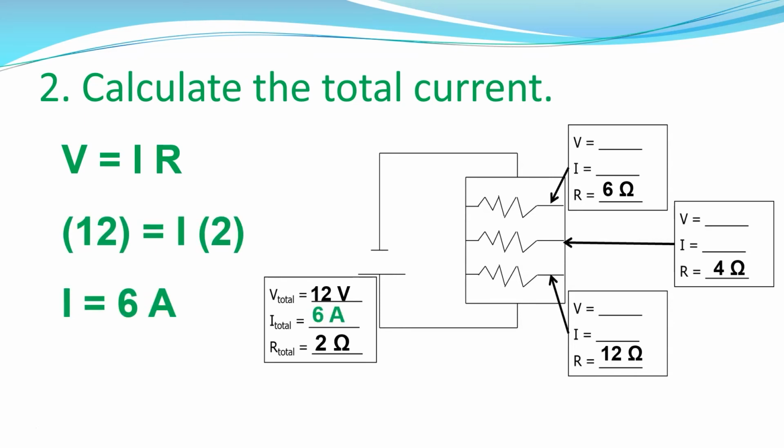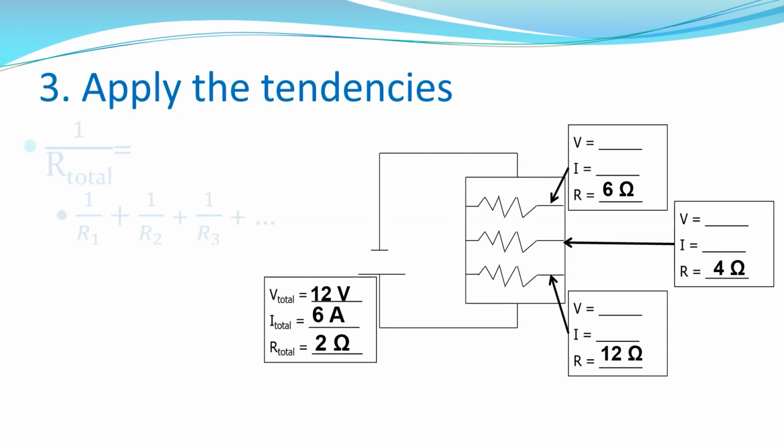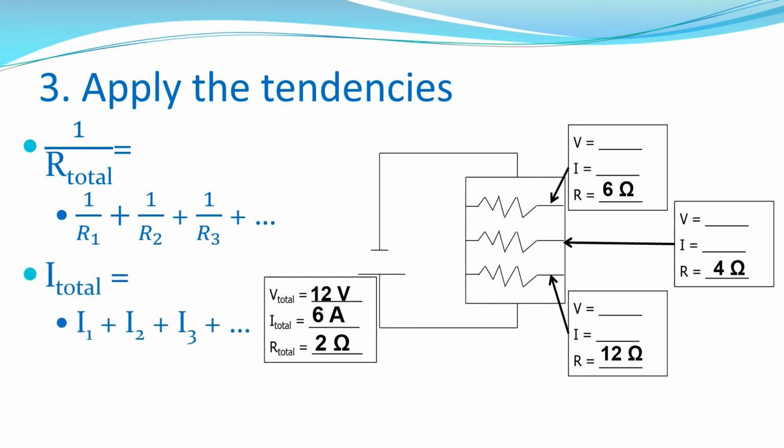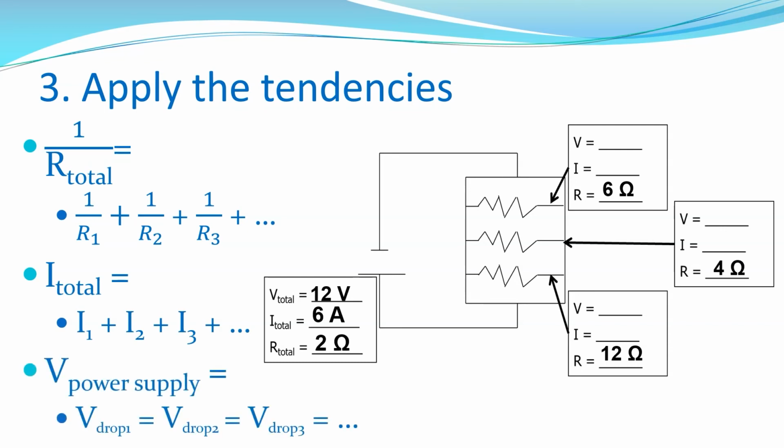Now at this point, I need to try to apply my tendencies. We already found resistance using our inverse button on our calculator. The total current is the sum, so those other 3 resistors all have to have currents that add up to 6. And then I know that the voltage at the power supply for the whole circuit is equal to the voltage drop at each of those resistances. So that means that 12 volts, 12 volts, and 12 volts at each point, because we have that equal force, that equal push of electrons through each one.